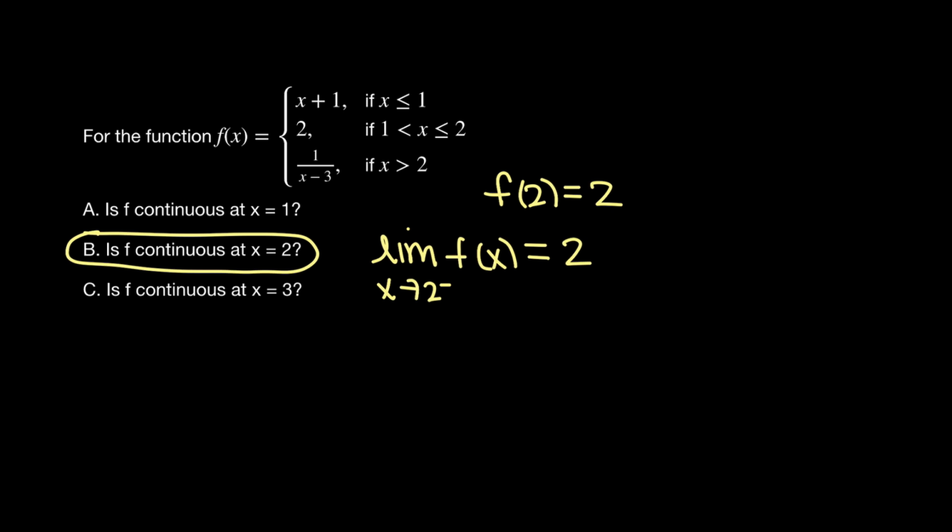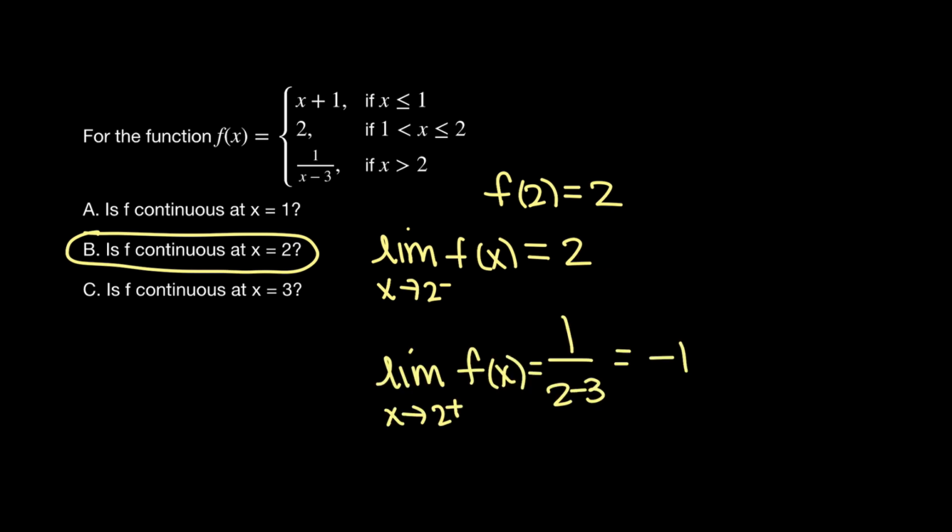Then I'm going to find my limits. My left limit means x is a little bit smaller than 2. If x is smaller than 2, we use the middle definition, and I just get 2. So my left limit is 2. For my right limit, as x goes to 2 from the right, we're a little bit bigger than 2. So now I use that third definition. I plug the 2 in. 1 divided by 2 minus 3 is negative 1.